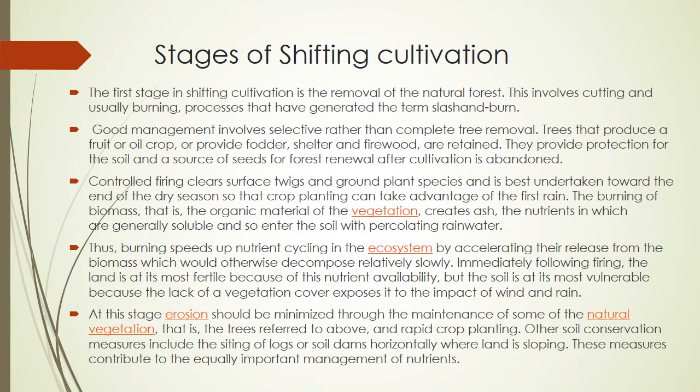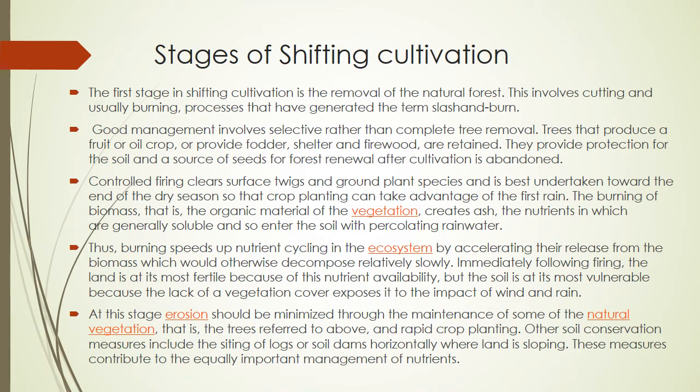Now, stages of shifting cultivation. The first stage of shifting cultivation is the removal of natural forest. This involves cutting and usually burning, a process that has generated the term slash and burn. So the first stage is what? Removal of natural forest. Whatever natural vegetation is on that land is first removed, the cutting is done, then the burning is done, hence it is also called slash and burn.